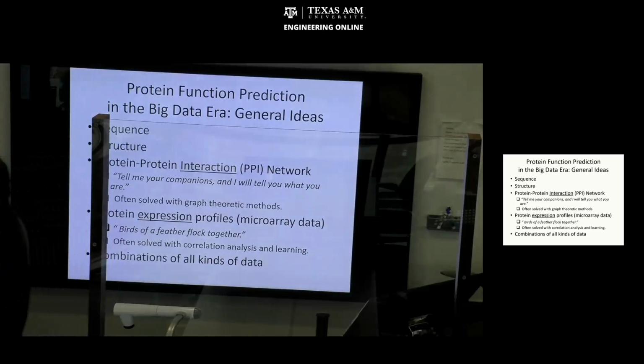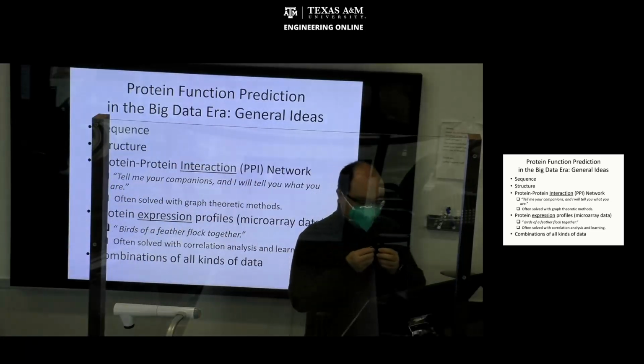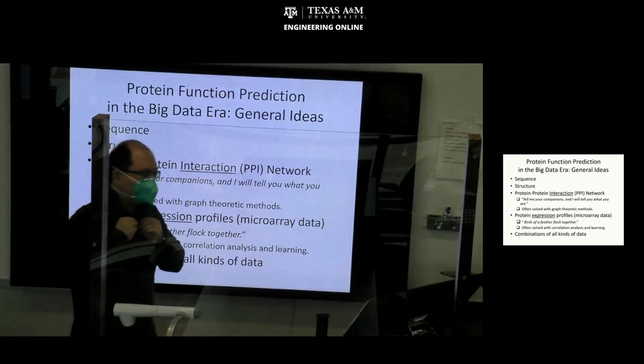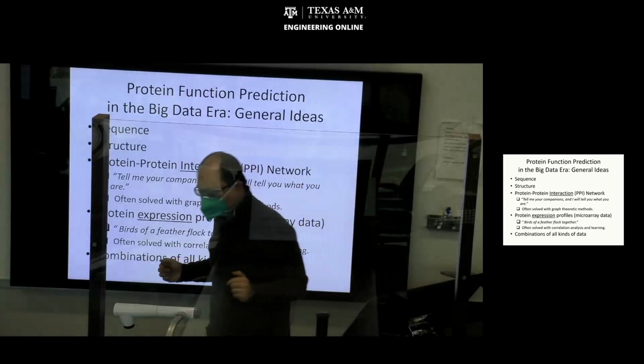We'll continue the introduction of the second module, machine learning, and we are motivating this topic with the problem of protein function prediction.